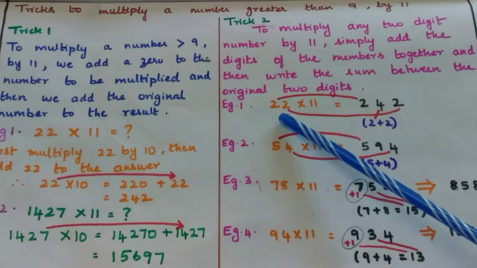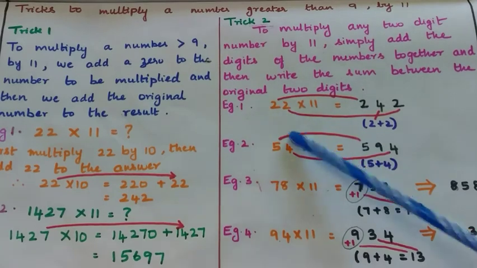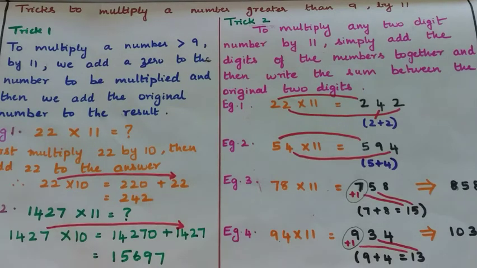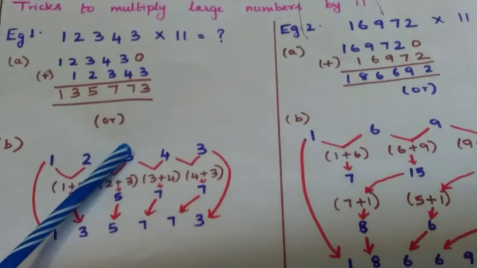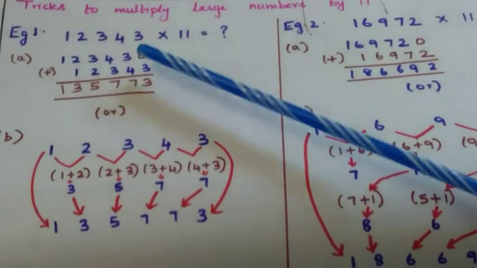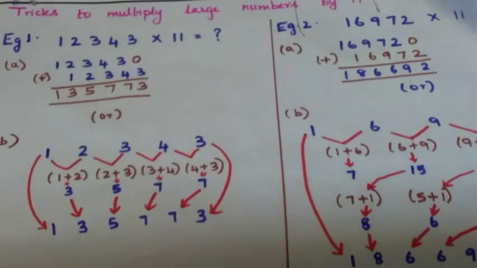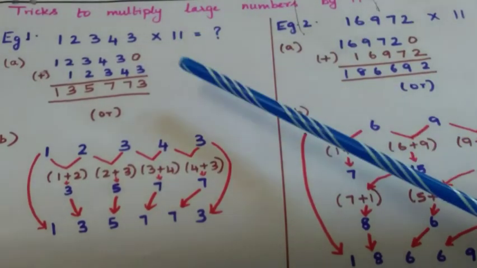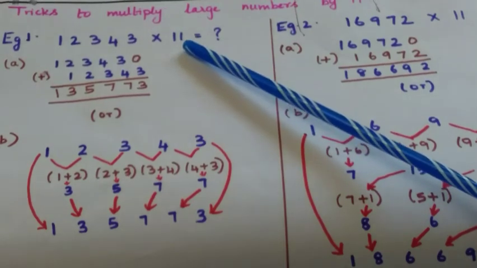Now having seen a 2-digit number being multiplied by 11 using this trick, let's see a bigger number being multiplied by 11 and how to obtain the result very fast by using these tricks. So let's take two large numbers, 12,343 and 16,972, which need to be multiplied by 11.